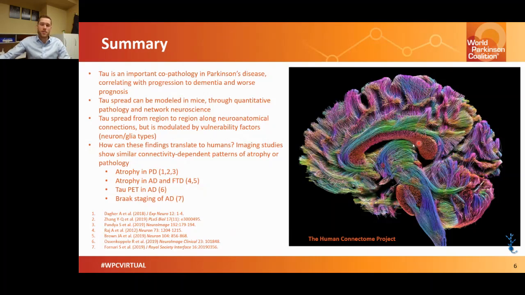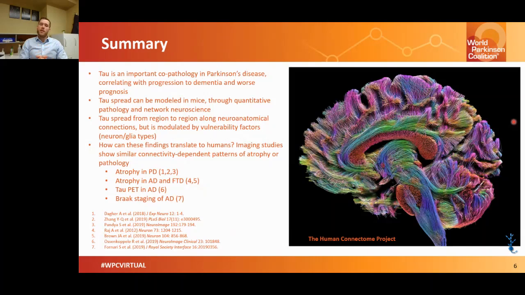We find that tau spreads from region to region along neuroanatomical connections, but is modulated by vulnerability factors, which could include things like neuron or glia type, or certainly the type of connections. And you'll hear more shortly from Shane Littlelow about the role of glia in neurodegeneration.